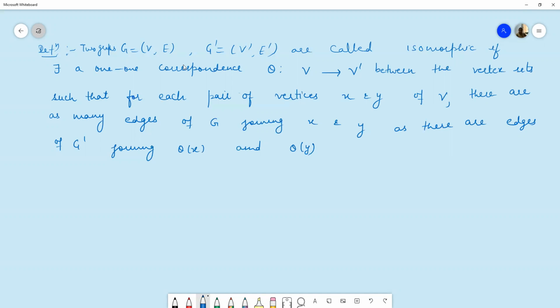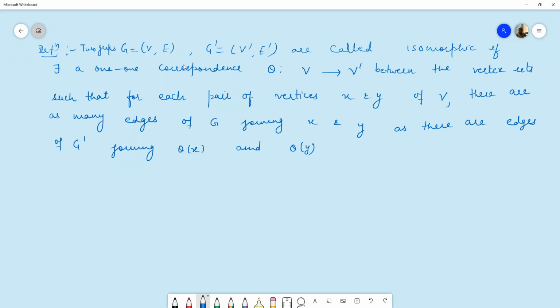Now this 1-1 correspondence theta will be called an isomorphism of G and G dash. Here isomorphism means sameness. Isomorphism means simply that the two graphs are similar, they are the same. So from this definition, we can see that two graphs are isomorphic.